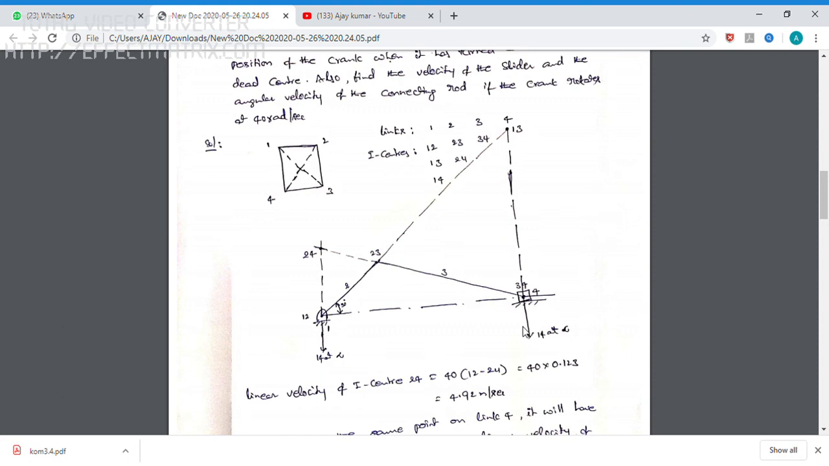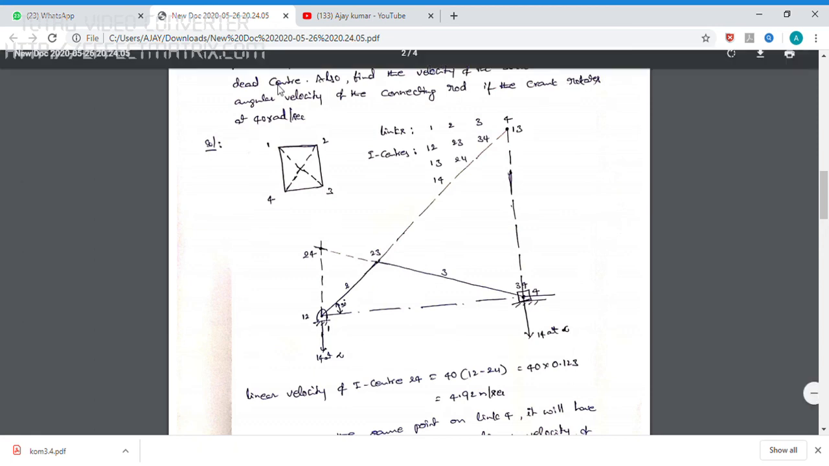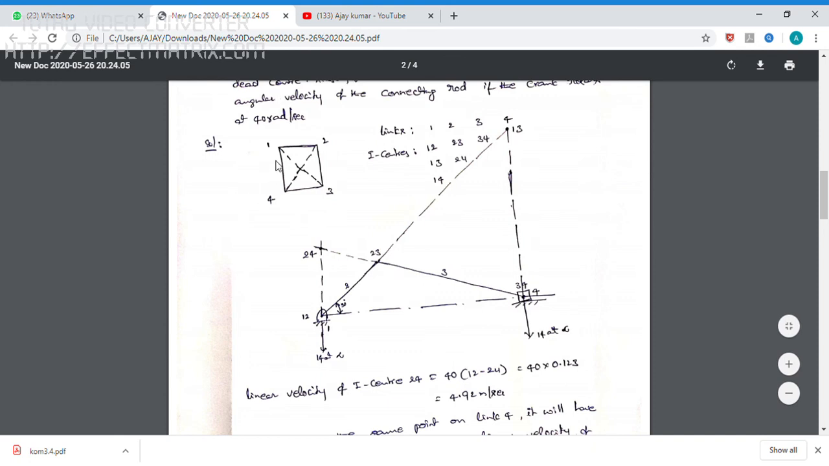Okay. Now, what are the remaining 2 instantaneous centers? 2 4 and 1 3. These 2 instantaneous centers we now have to identify. These two are neither fixed nor permanent instantaneous centers. Now we have to identify the 2 instantaneous centers. Suppose now I will join. What is that one?